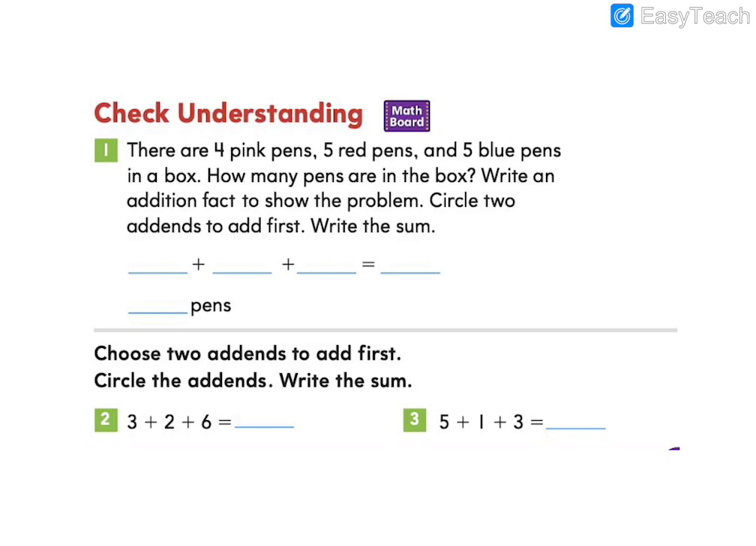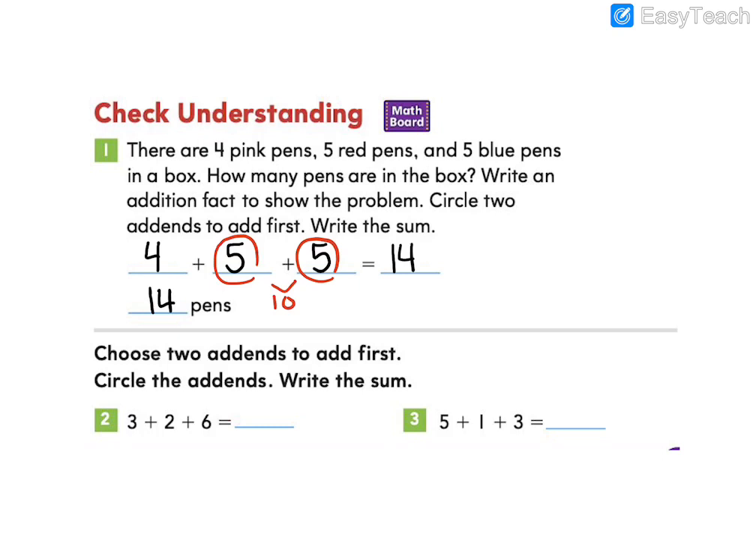Let's go ahead and check your work. For number 1, our 3 addends were 4, 5, and 5. Right away, I see a fact I know. I know that 5 plus 5 is equal to 10. I can add my third addend on. 10 plus 4 is 14. In total, there are 14 pens.